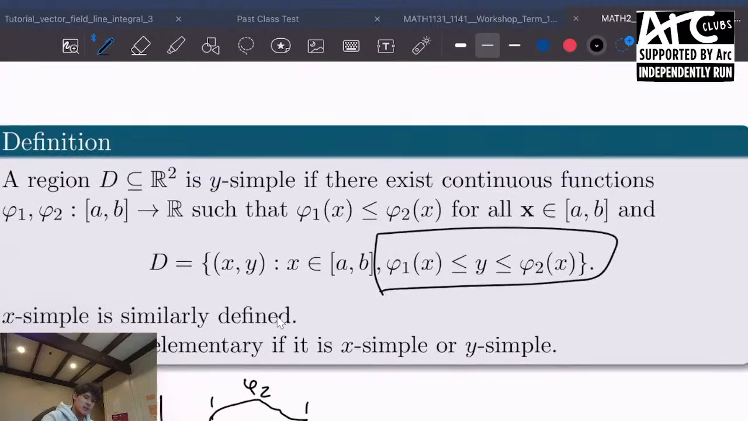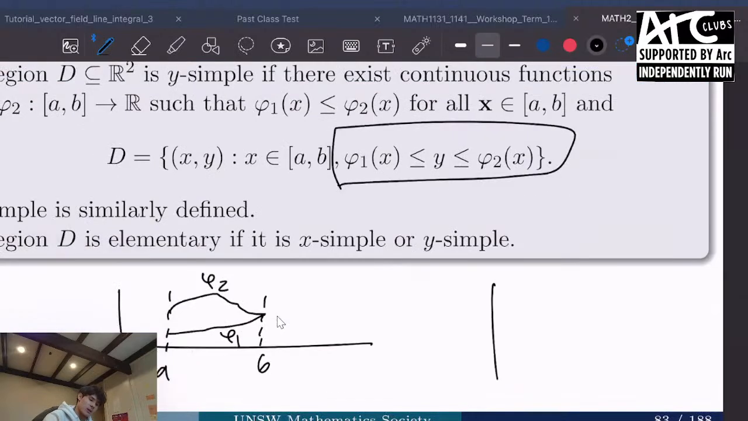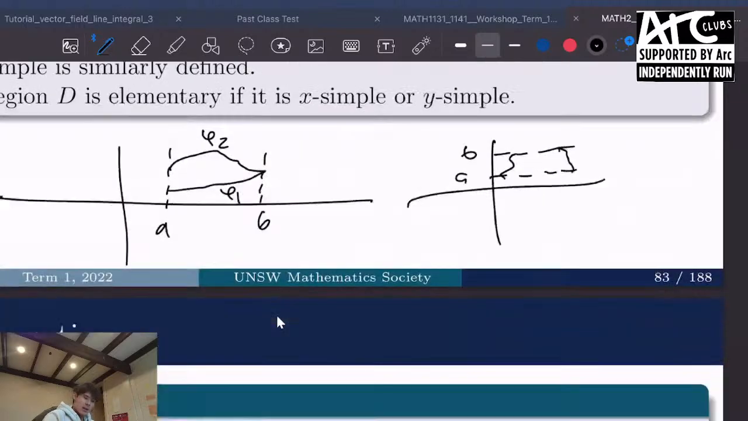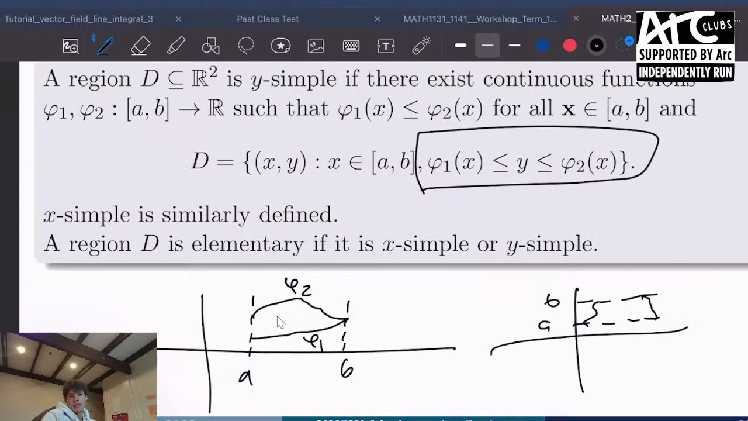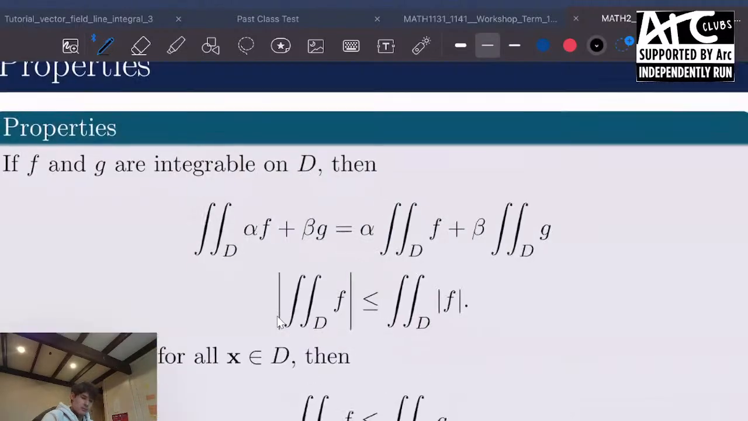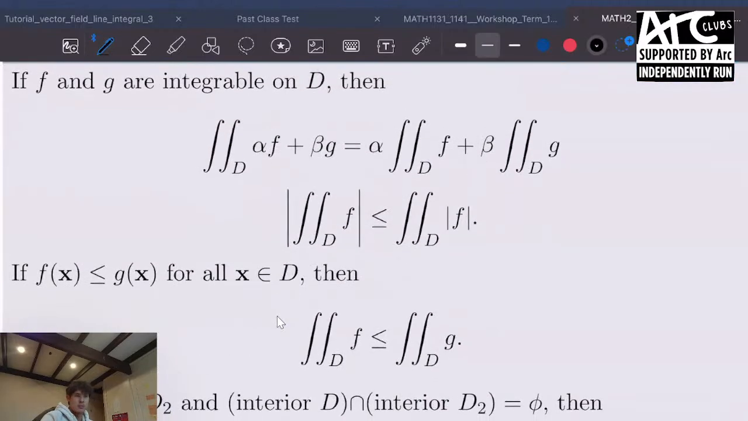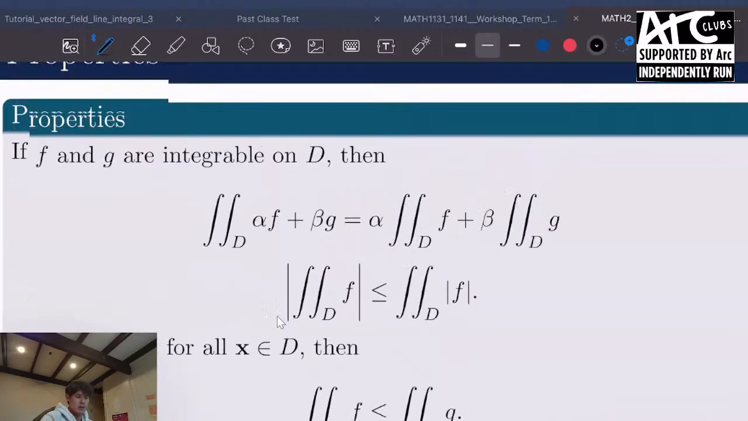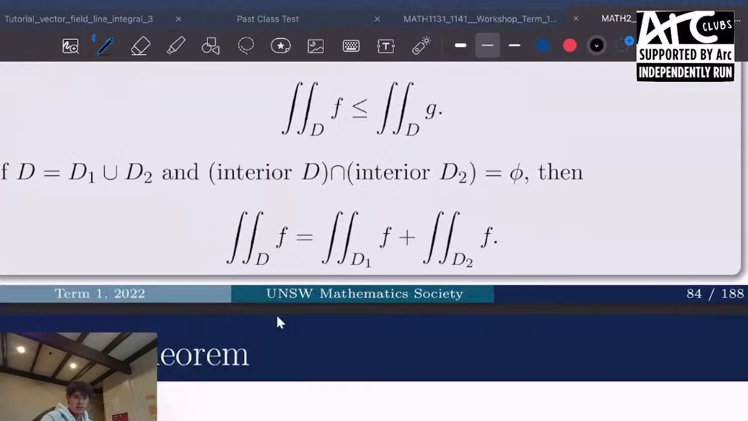Now, in terms of x simple regions, it's going to look a bit like this. Instead of looking at x, we're going to be looking at y, and then we need there to be some functions that bound it like that, for example. Okay. And as long as it's x simple or y simple, we can call it elementary. Now we have some properties of the Riemann integral. These are the properties that we expect.